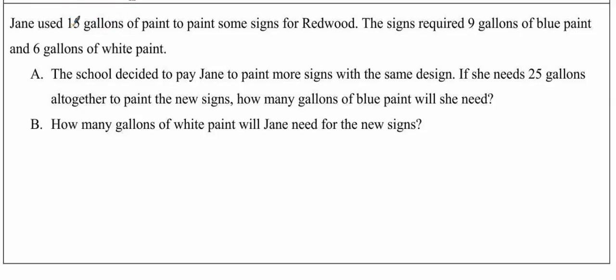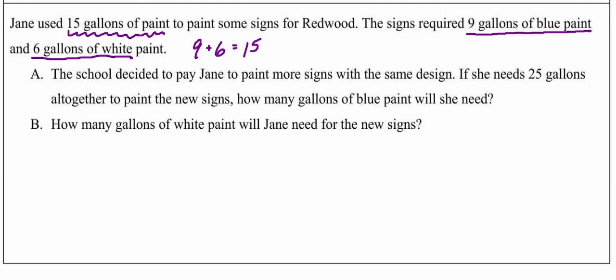So here we go, Jane and the paint. What we know is Jane used 15 gallons of paint to paint some signs. There were 9 gallons of blue paint and 6 gallons of white paint. If you put the 9 gallons of blue paint with the 6 gallons of white paint, you get the 15 gallons that Jane had right here. That's important to know, that all the paint is either blue or white. That's what makes the rest of the problem solvable with just that information.